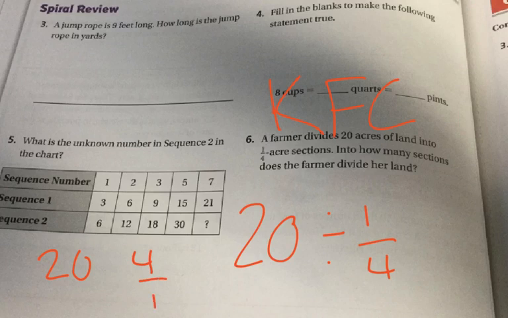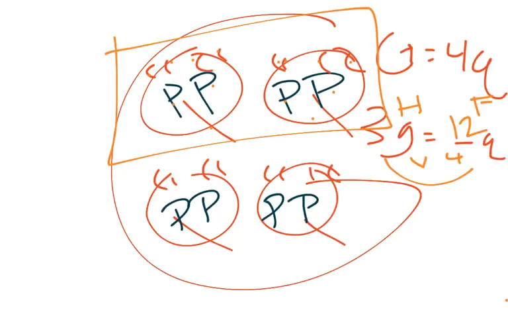And I'm going to multiply. So 20 times 4, 2 times 4 is 8, add the 0. So she's going to have 80 sections, which if you think about it, probably makes sense. If she has an acre and she divides that into 4, you're going to have 4 of those times 20, so you're going to have 80.